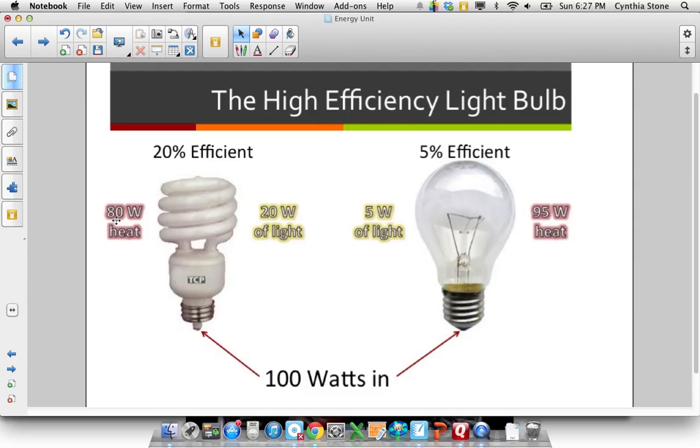I don't think anyone uses a light bulb for heat, unless it's one of those Betty Crocker ovens. But most of the time, you never use a light bulb for heat. You use it for light, and so that's what I mean by efficiency. It's only 20% efficient because of the energy you're putting in, only 20% is useful to you. So we use the term useful energy. This is useful, this is wasted, unless you're using a Betty Crocker oven, but then it's a whole different story.